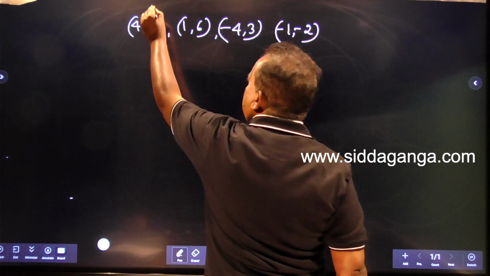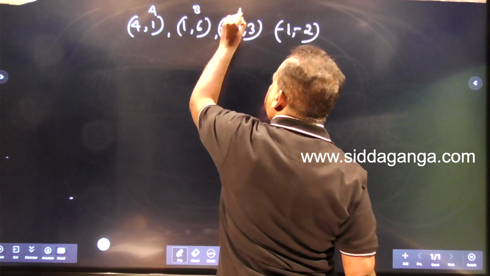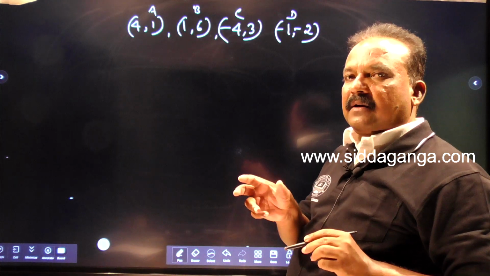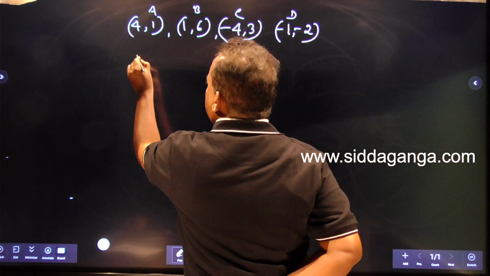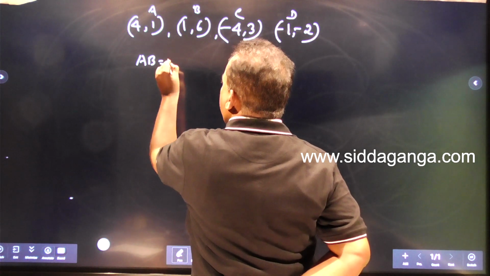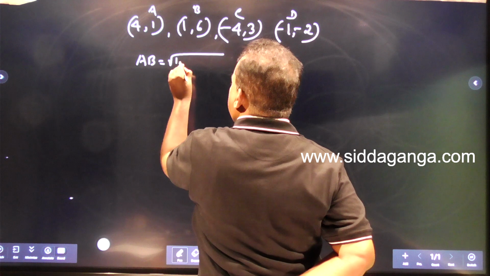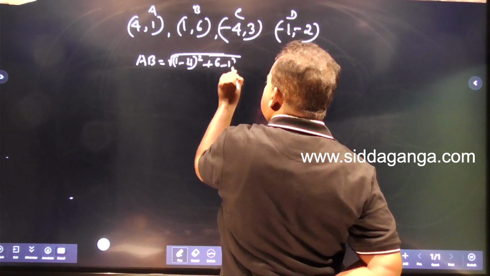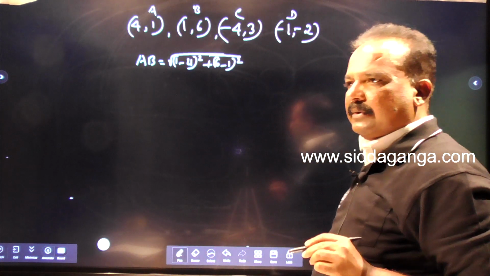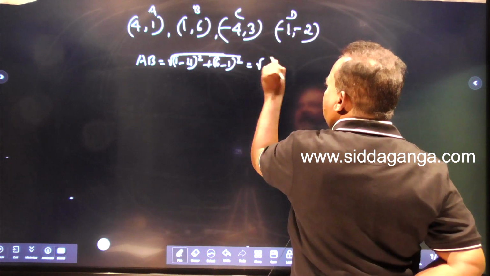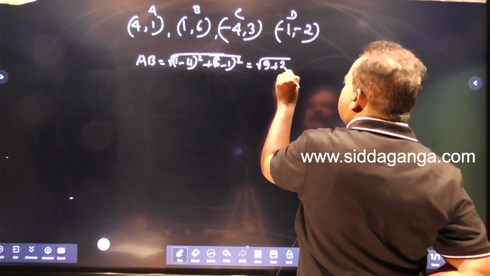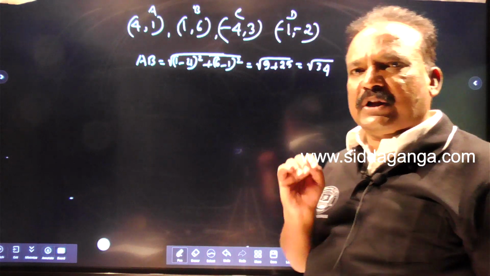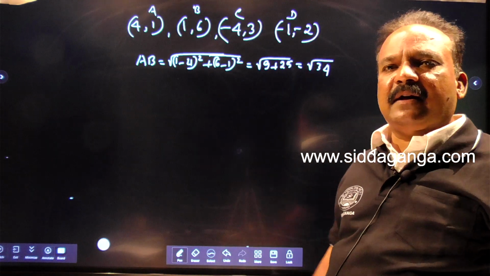So let us take this as vertex A, vertex B, vertex C, vertex D. First we have to calculate all the sides. What is AB? Square root of x2 minus x1, 1 minus 4 whole square, plus y2 minus y1, 6 minus 1 whole square. 1 minus 4 is minus 3, 3 square is 9, 6 minus 1 is 5, 5 square is 25. That is, you are getting root 34. All the distances must be equal to root 34. Then only we can say that all the sides are equal.